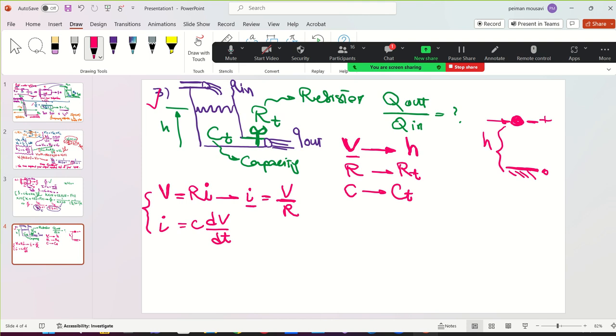We know that this is H, we just found it. This is RT, tank resistor of the valve. What is i? Just look at the figure. What is affecting the change of the H? Look at the figure. What is affecting change of the H? You tell me.